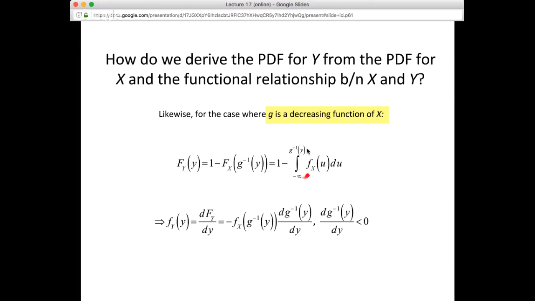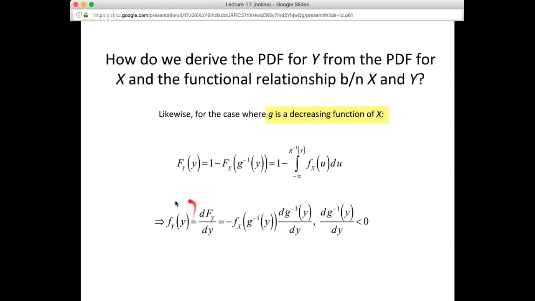And by definition, the CDF for x evaluated at g inverse of y is just the integral from minus infinity to g inverse of y of f of x, the PDF for x, integrated with respect to the dummy variable u in this case. And so I play the same game. To recover the PDF for y, I take the derivative of both sides of that equation.